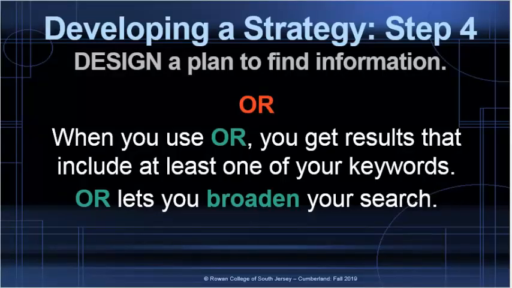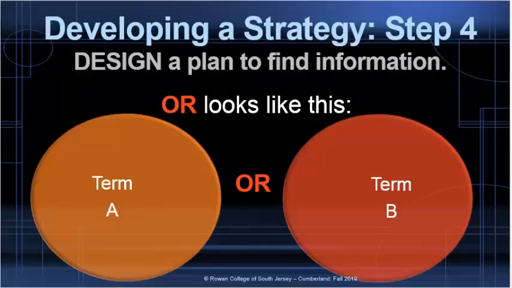Now we're going to take a look at OR. When you use OR, you're going to get results that include at least one of your keywords. OR is going to let you broaden your search or get a lot more results. OR looks like this. So we could search using bullying or cyberbullying. And what we're saying is that we want either or. So we're going to get back results that include bullying or cyberbullying. But each result won't necessarily include both terms, but it will have one or the other.